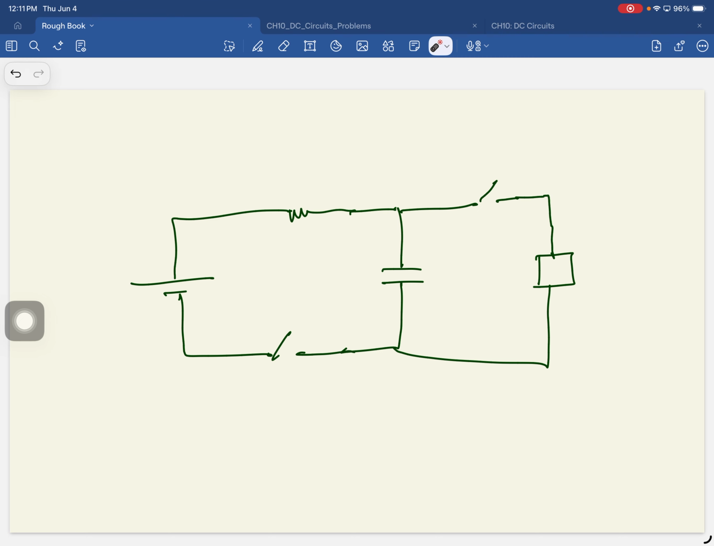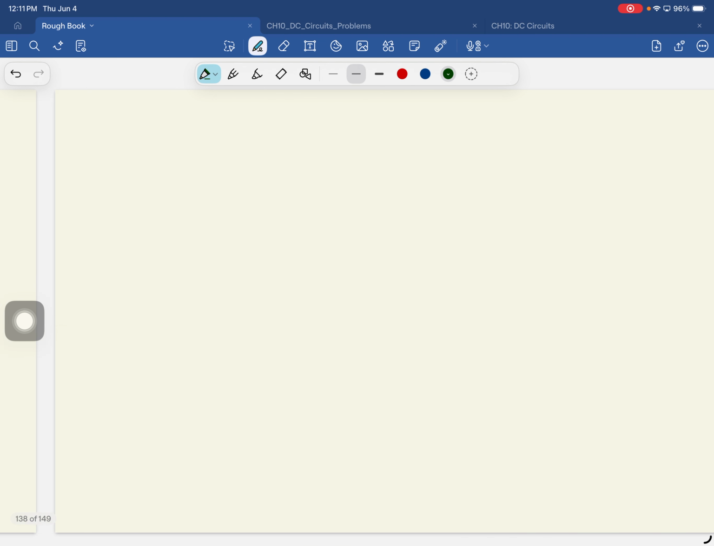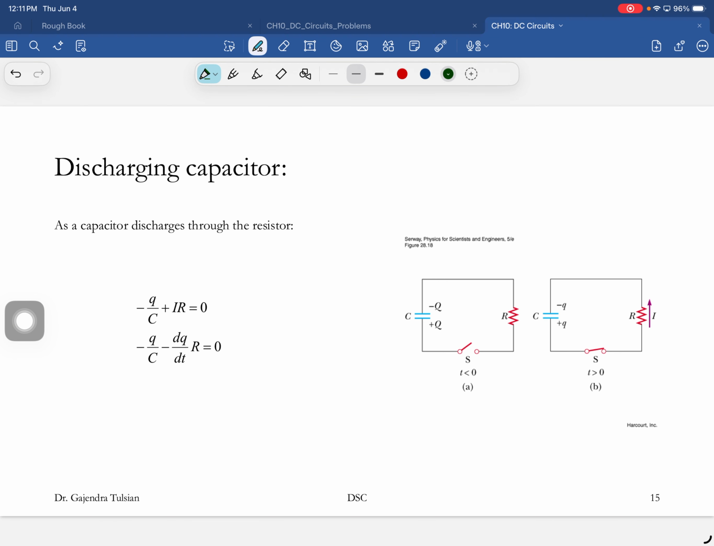Oops, I need to put a resistor here. So we're going to discharge this capacitor through your load. All right, so now we're looking at the second half of the circuit. When the switch is open, you haven't taken a picture yet, you haven't clicked on the camera yet.